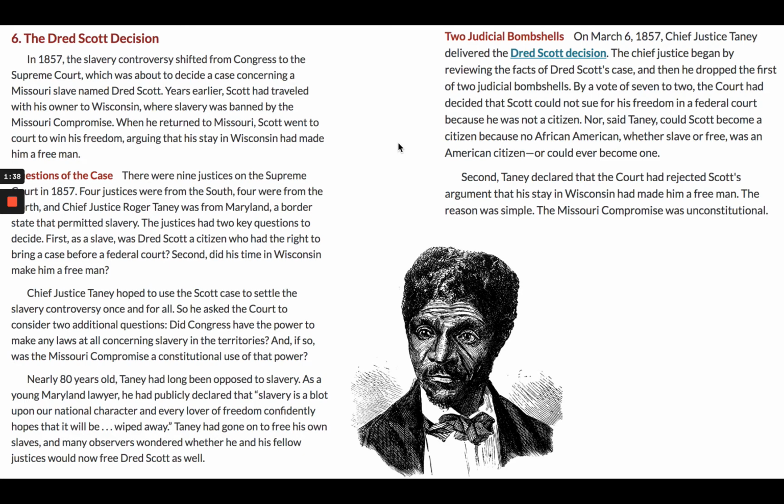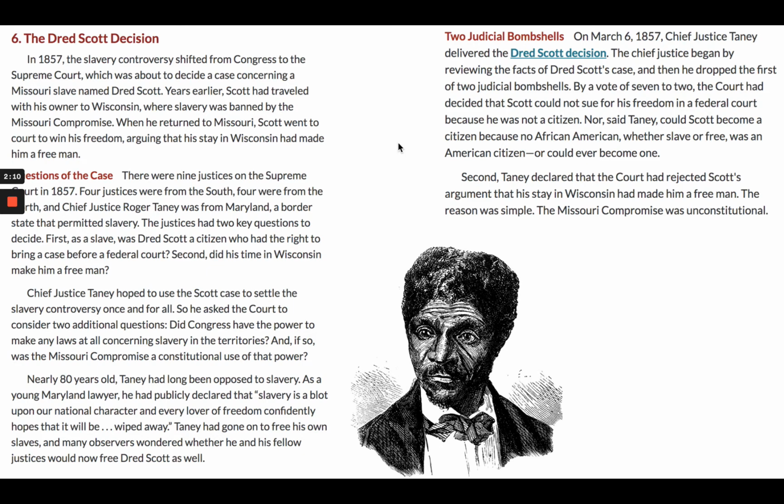There were 9 justices on the Supreme Court in 1857. 4 justices were from the South, 4 were from the North, and Chief Justice Roger Taney was from Maryland, a border state that permitted slavery. The justices had 2 key questions to decide. First, as a slave, was Dred Scott a citizen who had the right to bring a case before a federal court? And second, did his time in Wisconsin make him a free man?